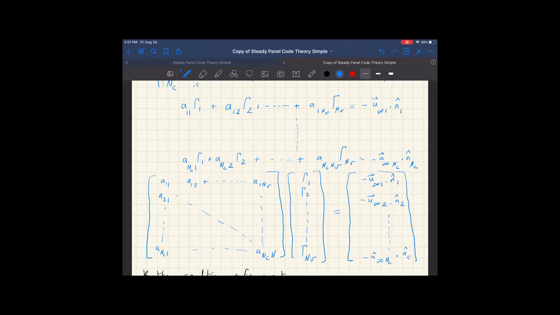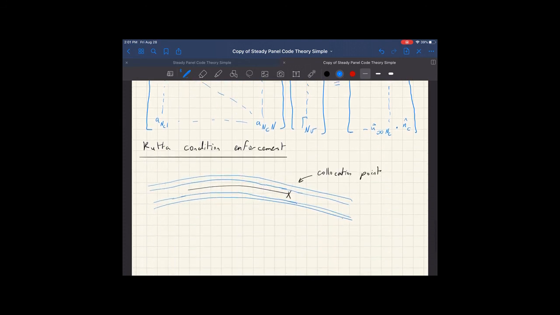Now after setting up the system of equations, we've only really explicitly enforced the no flow through boundary condition by making sure that the normal component of velocity at each collocation point goes to 0. So where have we enforced the Kutta condition?